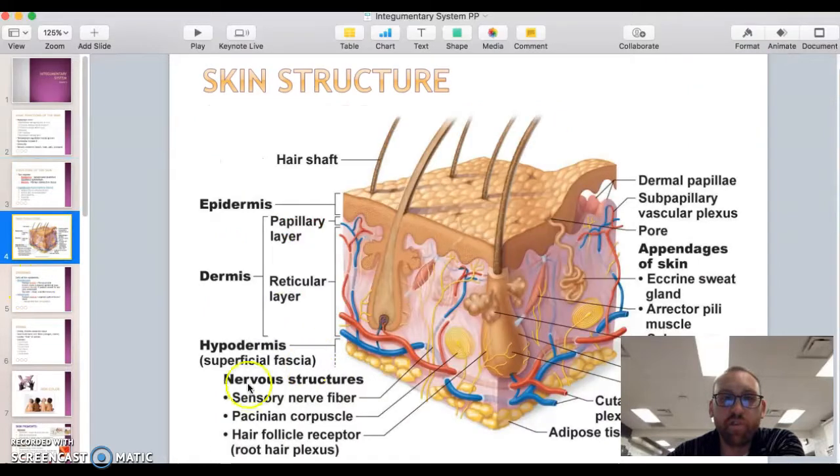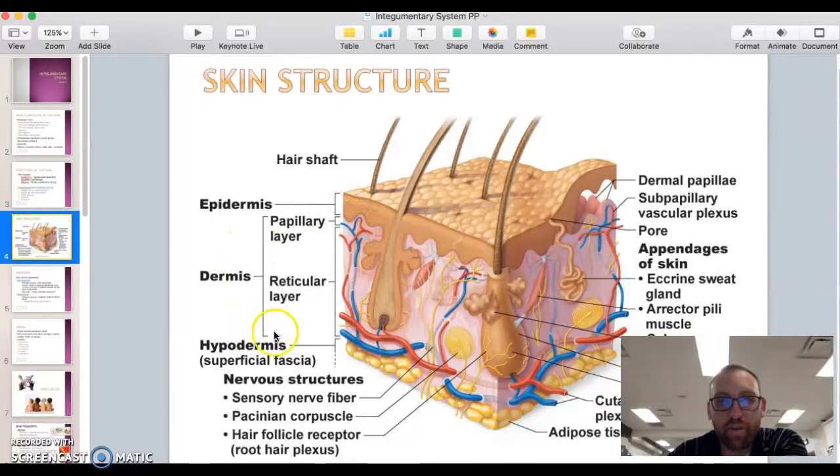So there you go. If we look at a quick diagram, you can see your epidermis is this thinner layer up here that is really compressed squamous tissue, which is an epithelial tissue. It's there mainly as a smaller protective layer.